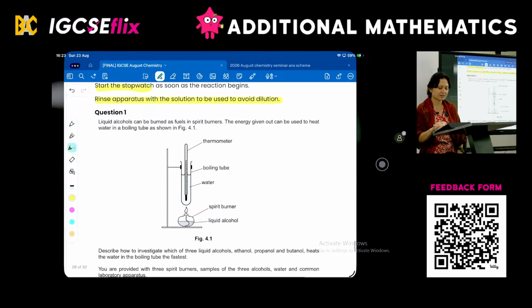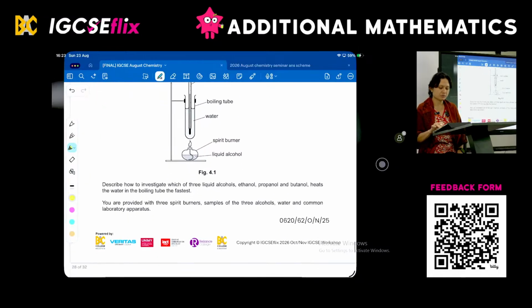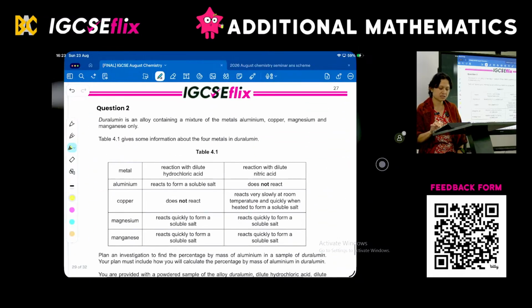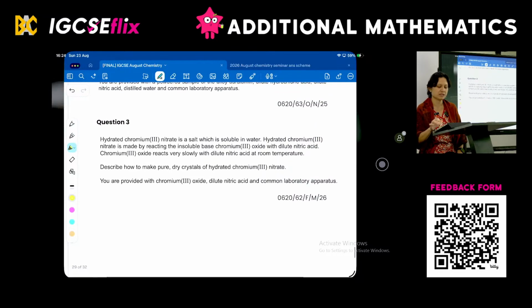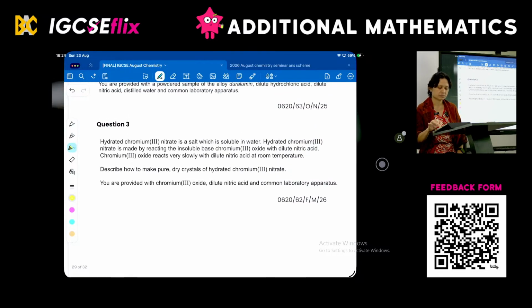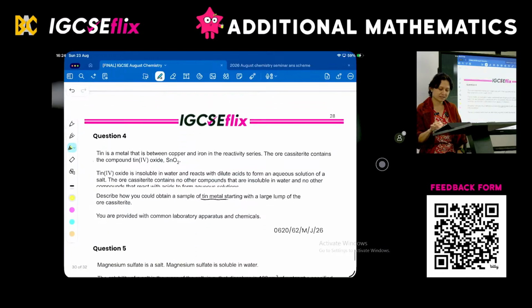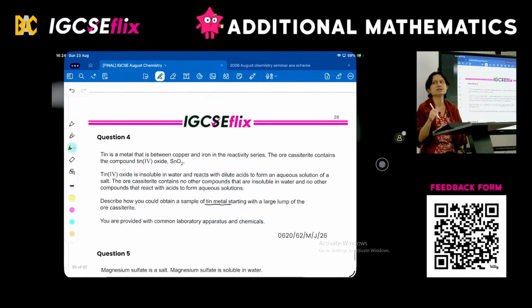Okay, whenever they ask you a question, let's start with something easier first. Okay, we do something easier, this one. Wait. This one. Okay, this is the last, this is the Mei Jun paper. Page 28. Okay, read the question. Question 4.